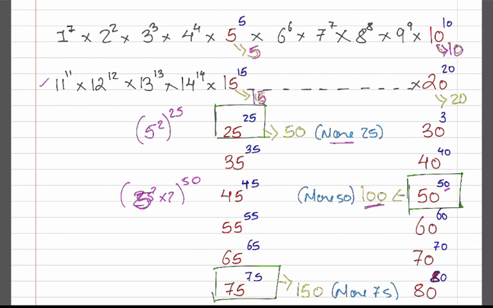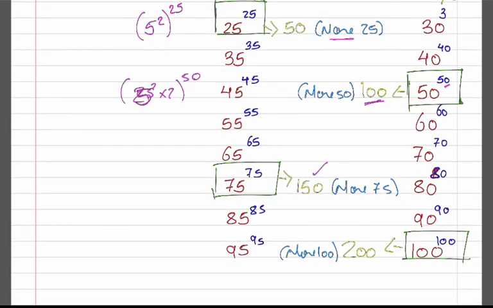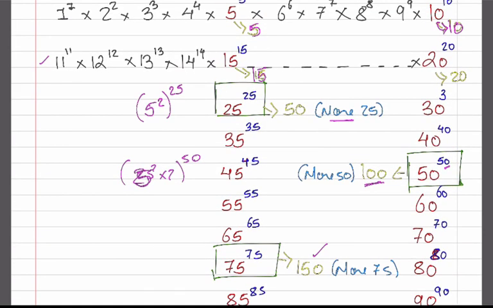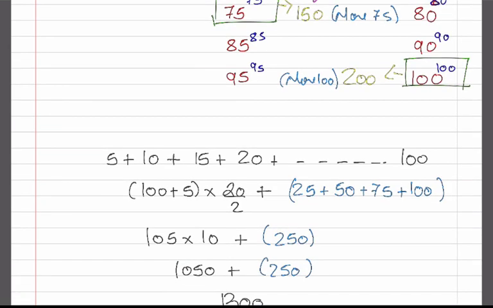So 25, 50, 75. 75 should have given me 75 5s, but it will give me 150. And the last will be 100. 100 should have given me 100 5s, but it will give me 200. So what is this? If I have to add, this is 5 plus 10 plus 15 plus 20 plus 25. But this 25 is nothing but 50, because 25 is giving me 50. This is nothing but an AP. If I have to add them, 5 plus 10 plus 15 plus 20 plus 25 going up to 100.